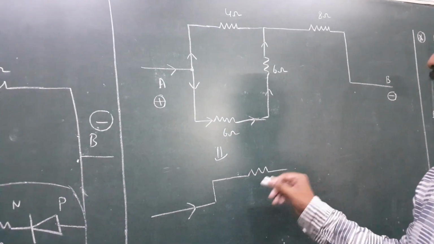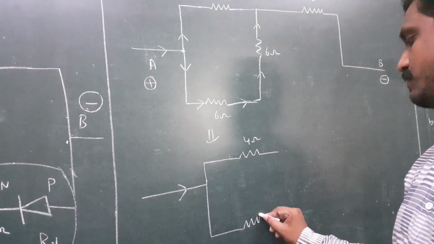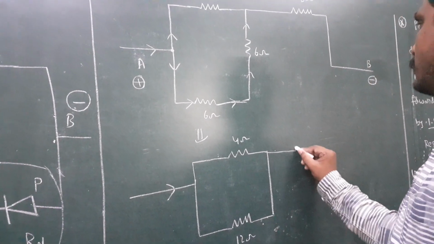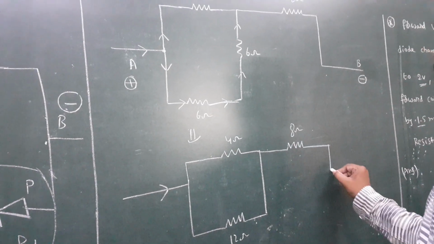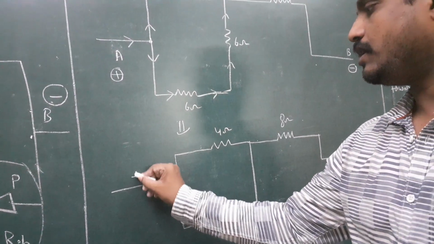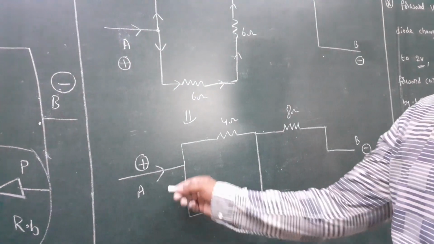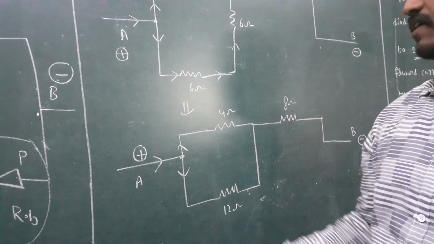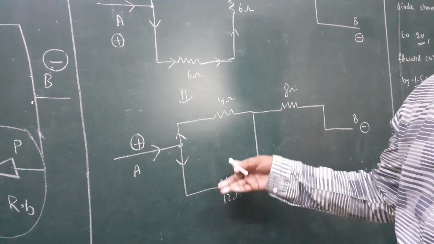In this manner, again I draw the diagram here. This is 4 ohm. This is 6 plus 6, 12 ohm. This is 8 ohm. Here this is connected to B. B is the negative terminal, A is connected to the positive terminal. Here once again, the current flows plus to minus. At this point, current divides. This combination is a parallel combination.